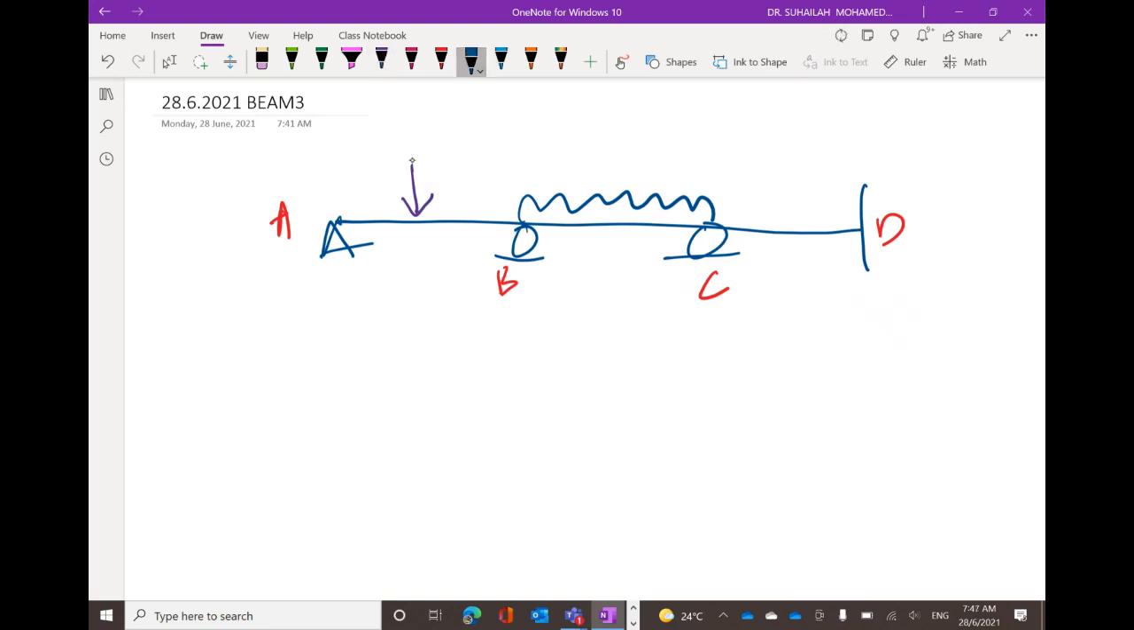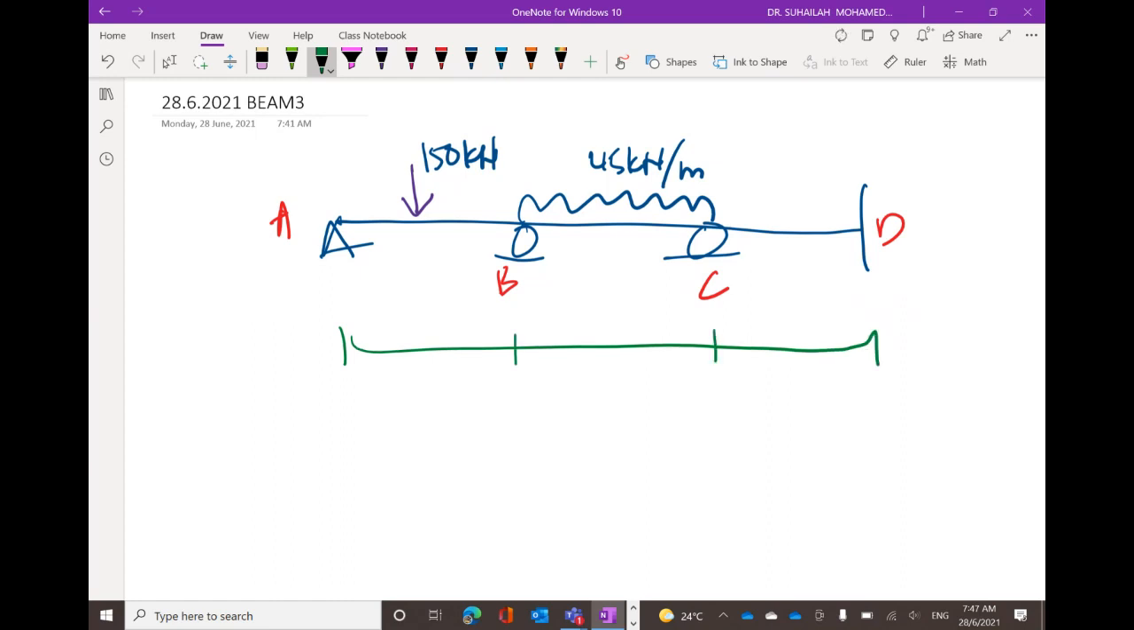So here the point load value is 150 kilonewton and the UDL is 45 kilonewton per meter. The length of each member: AB is 4 meter, 2 and 2, 2 meter, 2 meter. B to C is 4 meter and C to D is about 3 meter. Now we are going to analyze this beam, analyze the member and moment.